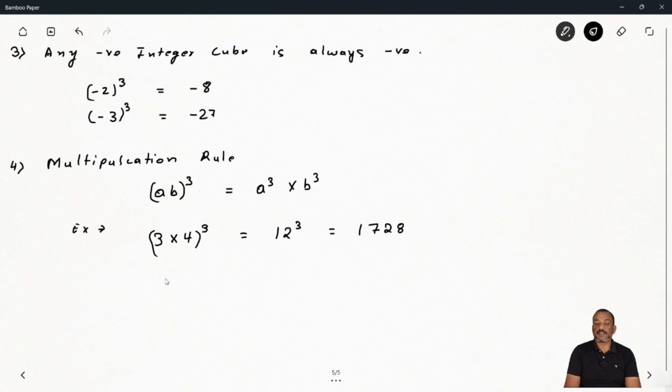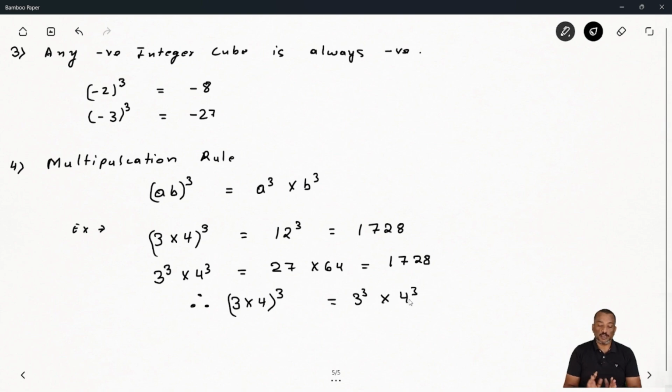12 cube you get 1728. In the same way, if we break it up, we can find 3 cube times 4 cube. 3 cube is 27 and 4 cube is 64. Now if you multiply 27 times 64, you get the same 1728. Therefore, we can say (3 times 4) whole cube is equal to 3 cube multiplied by 4 cube. This is called the multiplication rule. Hope you got it.